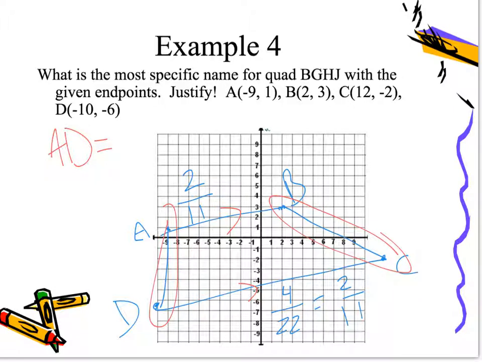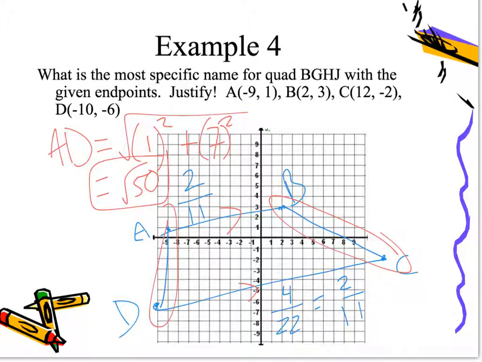So let's see here. AD, that's going to be the square root of, A and D would be -9 minus -10. So -9 plus 10 is 1 squared plus 1 minus -6, which is 7 squared. So I've got 1 plus 49 is square root of 50. Okay. I'm not even going to simplify it right now. If I need to in the end, I will.